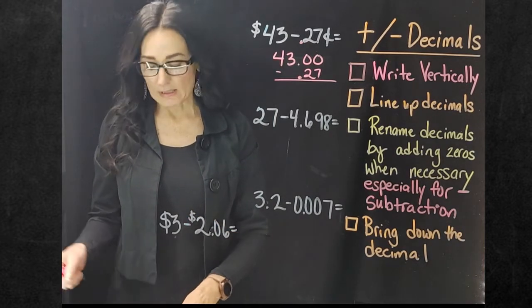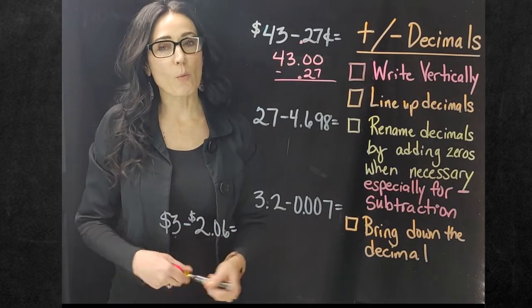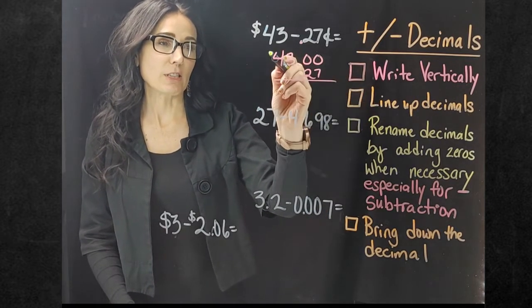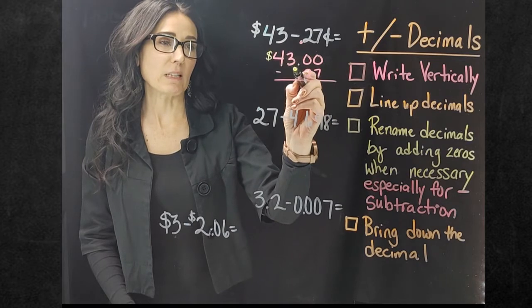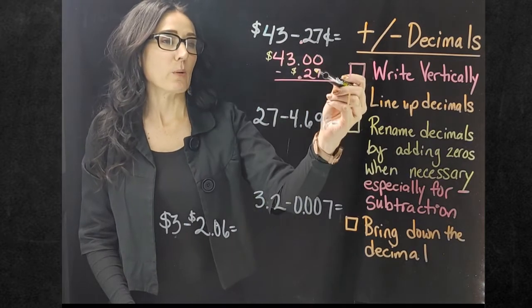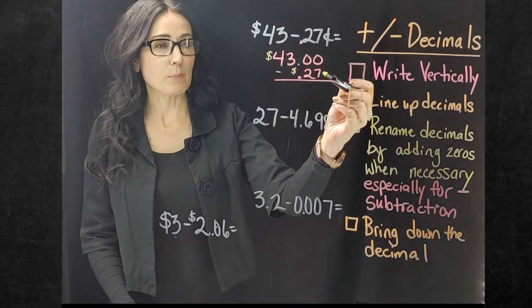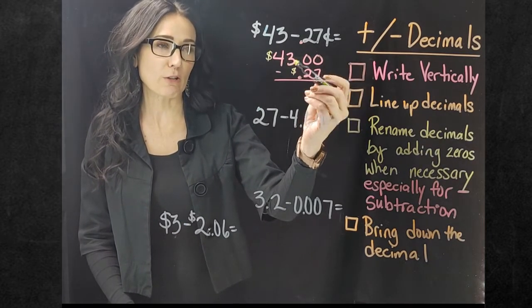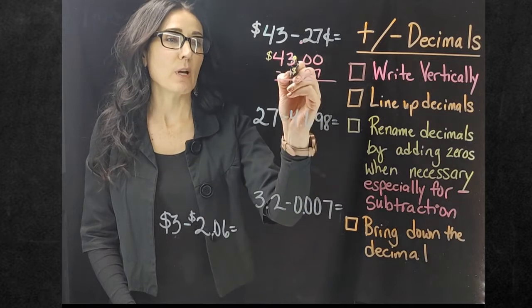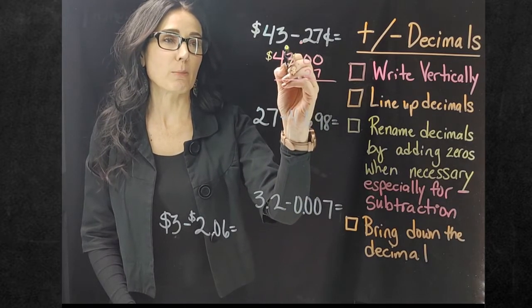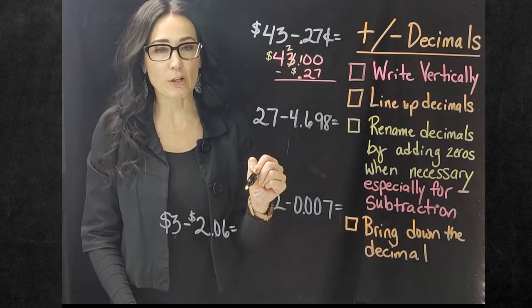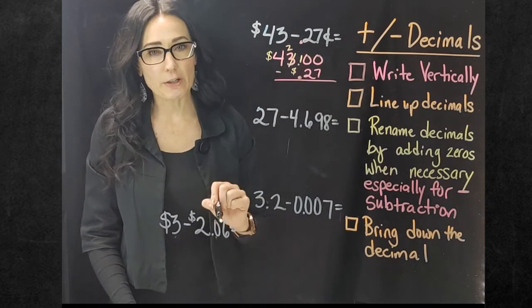But I want you to notice that on this particular problem, we are subtracting from a zero. So we've got $43 minus 27 cents. So 0 minus 7 is impossible, and we can't borrow from a zero, so we have to go over here to the $3. So we're actually going to borrow from the $3. It's going to become $2, and we bring our $1 over here. So now we have $1 here.